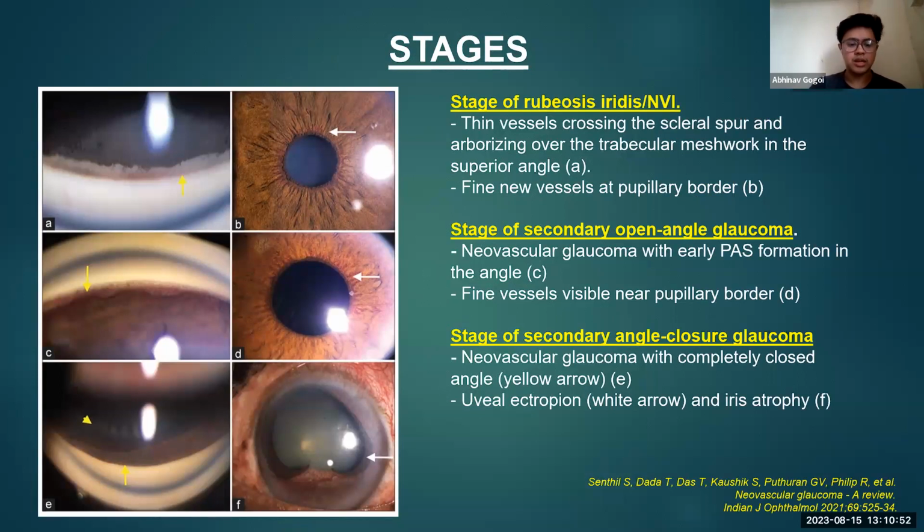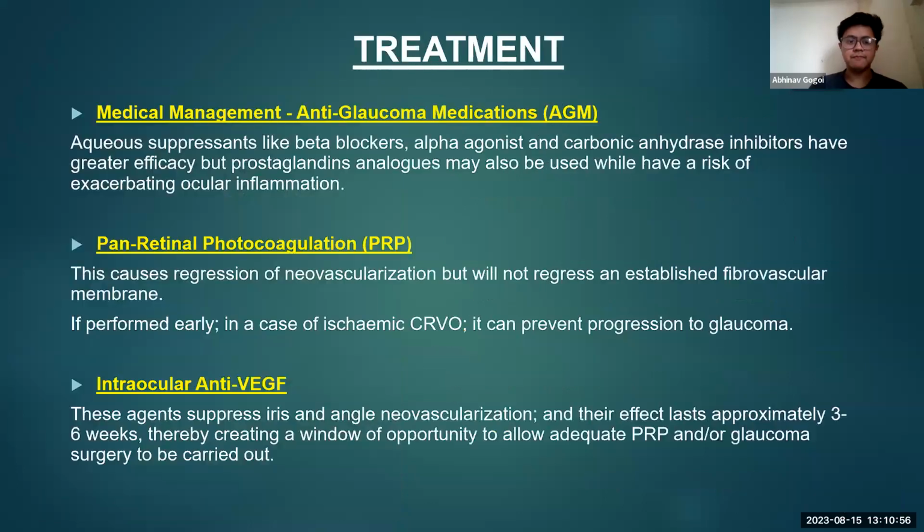Here we can see an image in C. Basically, the management is done by medical management, in which we can use anti-glaucoma medications like aqueous suppressants, like beta blockers, alpha-2 agonists, and carbonic anhydrase inhibitors. Pan-retinal photocoagulation can also be done, which causes a regression of the neovascularization, but cannot regress an already established fibrovascular membrane.